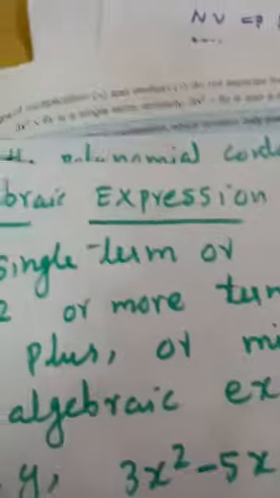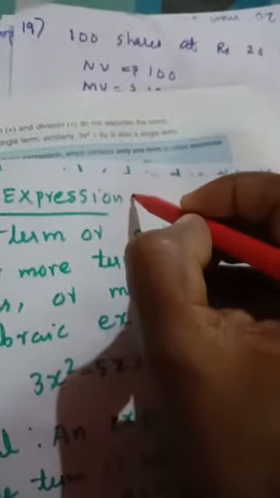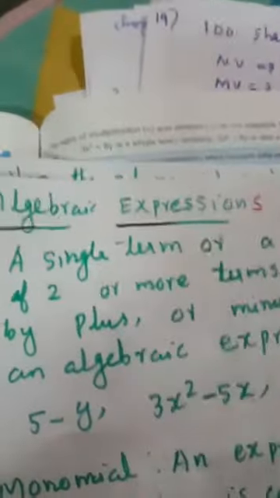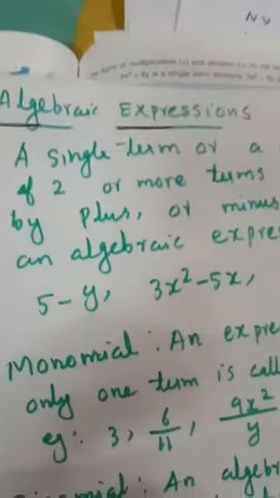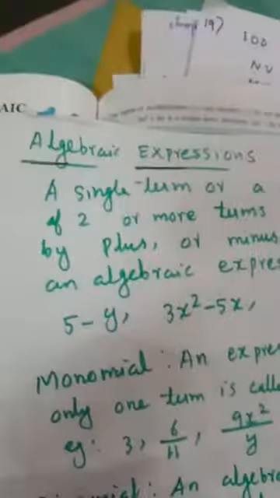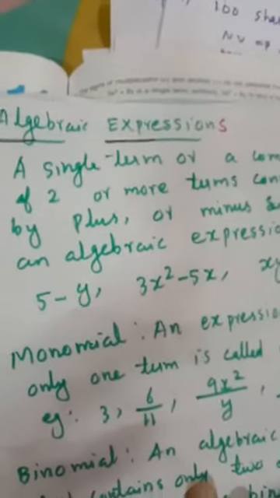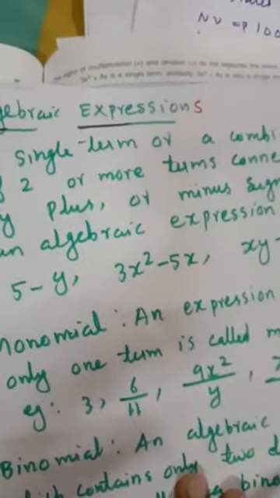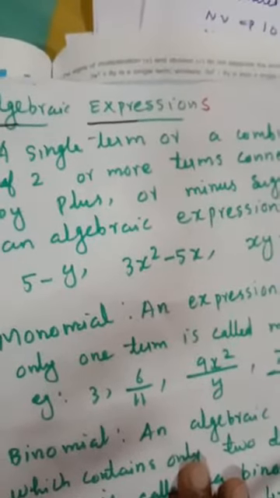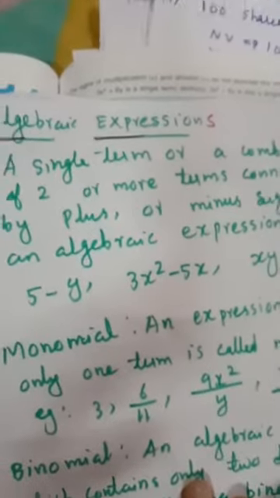Next heading, algebraic expressions. What do you mean by an algebraic expression? A single term or a combination of two or more terms connected by plus or minus signs forms an algebraic expression. Not product and division, only addition and subtraction.